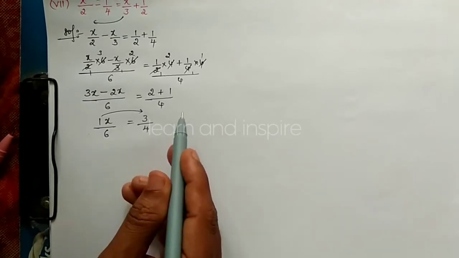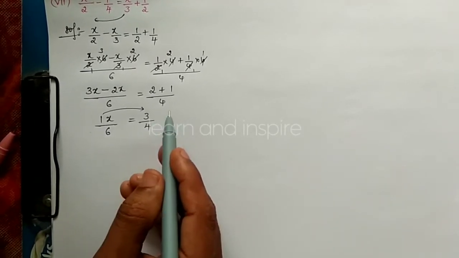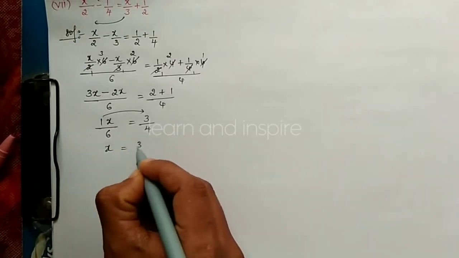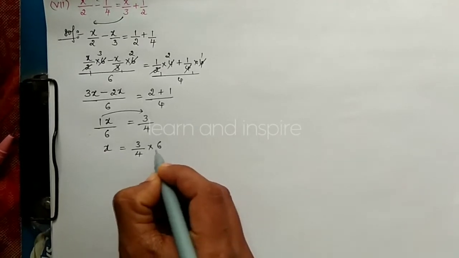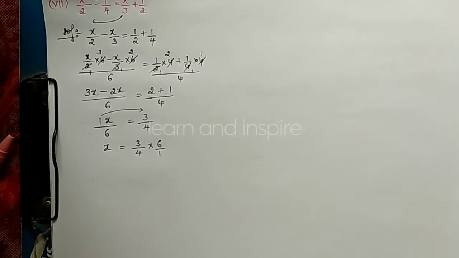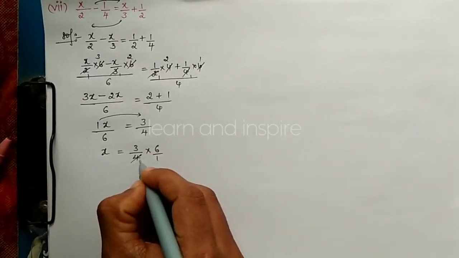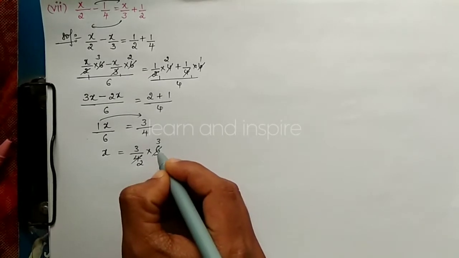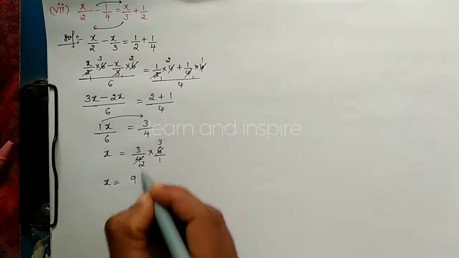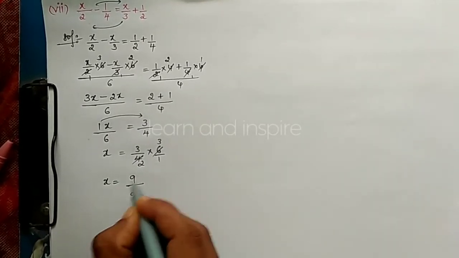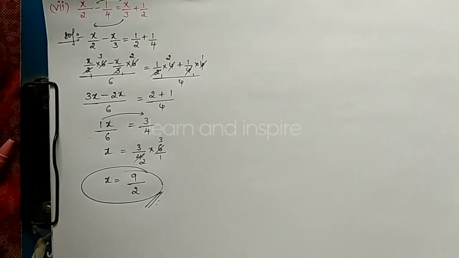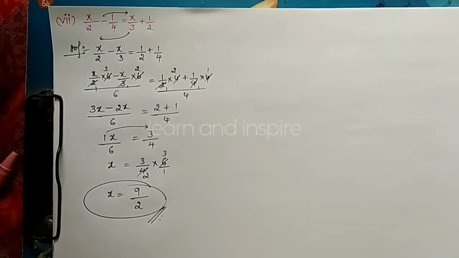Okay, so if I transpose this 1 by 6 to RHS, it becomes a multiplication and this fraction becomes a reciprocal. Okay, x is equals to 3 by 4 into 1 by 6 becomes 6 by 1. Reciprocal, that 1 by 6, it becomes 6 by 1. Now cancel. 2 2s are 4, 2 3s are 6. Okay, x is equals to 3 3s are 9 divided by 2 1s are 2. The value of x is 9 by 2. Okay, so this is question number 7.